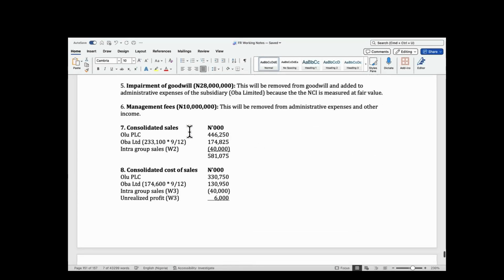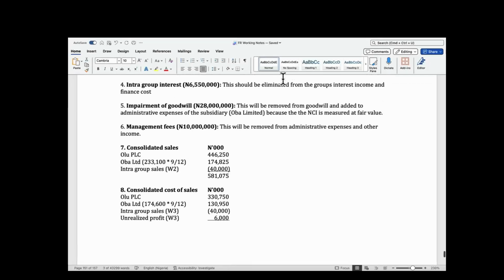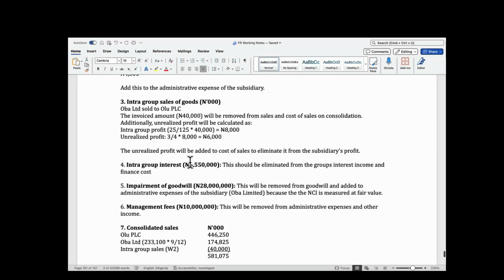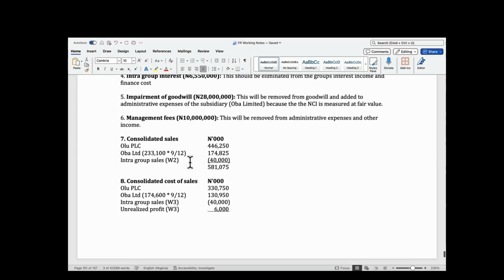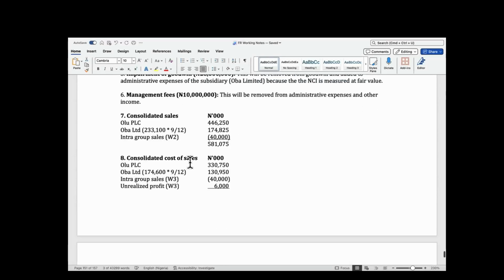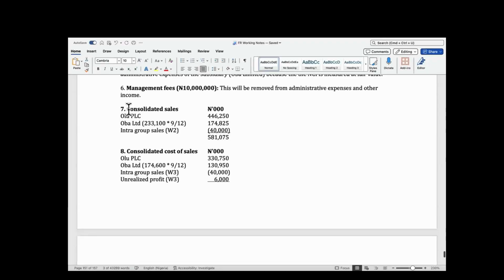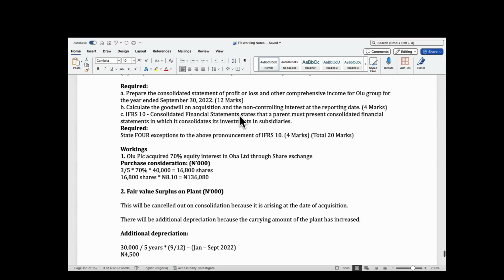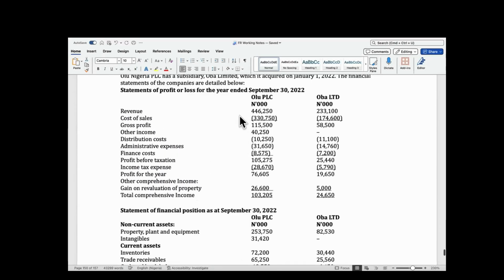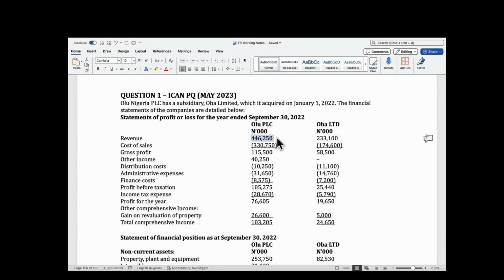So before you go ahead and start preparing, it's simple, right? I don't want you to start making some major adjustment on the face of the account. So I started with the sales. The sales of Olu is 446. I won't be going back, I just wanted to show you this one. So this is 446. Then that of Oba is this.